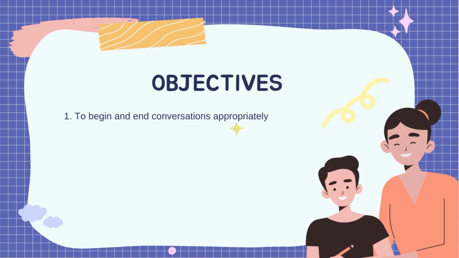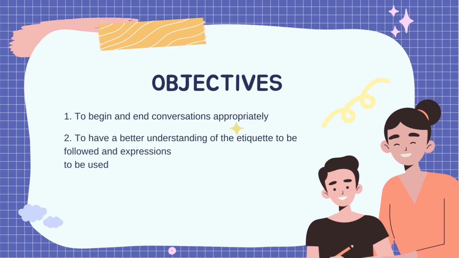Let's look at the second objective, which is to have a better understanding of the etiquette to be followed and expressions to be used, which are very important. For example, the body language and the mannerisms. These all suggest how well we present ourselves in front of others, right? So this is the second objective.